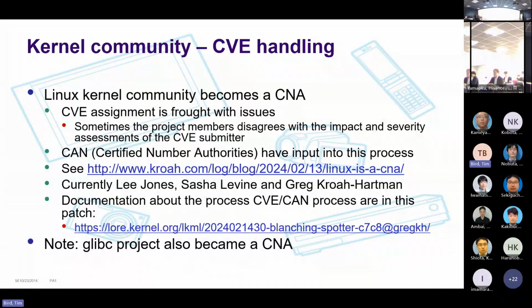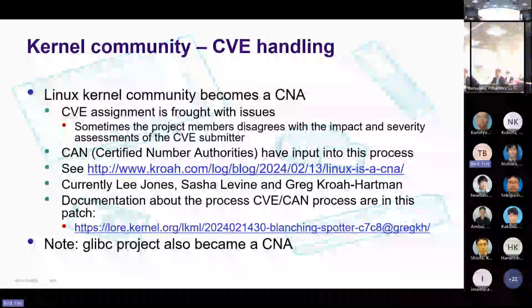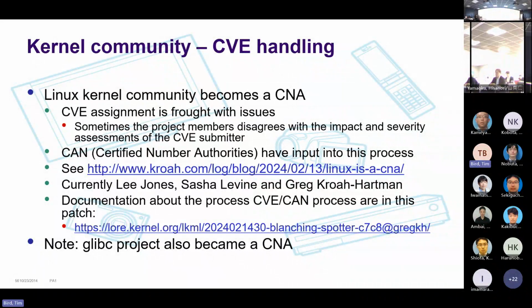There's actually going to be some documentation in the kernel tree talking about this. Three people, Lee Jones, Sasha Levine, and Greg Kroah-Hartman, are signed up as the official people who are part of that CNA. The glibc project has also become a CNA for itself, and the curl project has also become a CNA. People have been complaining about how CVEs are assigned and that some of them are bogus. So this is a method to deal with that and have more input into the CVE assignment process. Hopefully this will make things better.